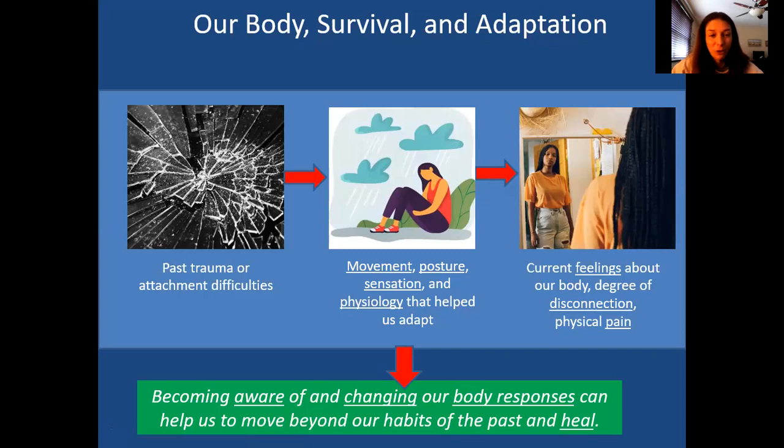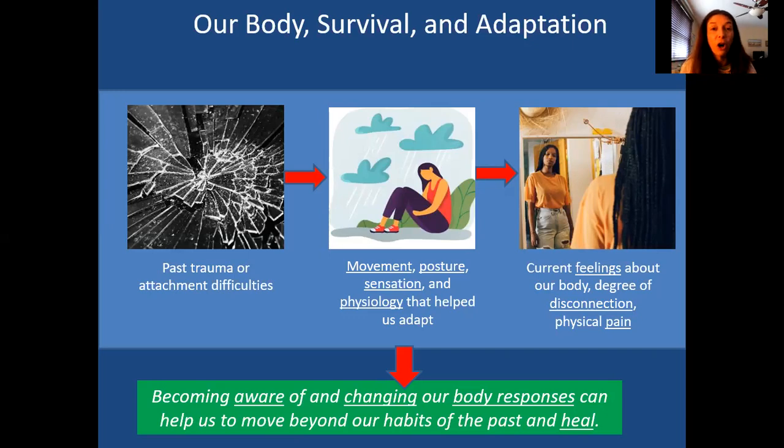So let's look at the flow chart. If we've experienced past trauma or attachment difficulties, attachment meaning issues we had with our caregivers, with our parents, with significant people in our life, it had an impact on us. One of the things it impacted was our movement, our posture, our sensation, and our physiology itself. Those body things changed to help us adapt to those trauma and attachment problems. And then it stays with us, even when we're out of that original situation.